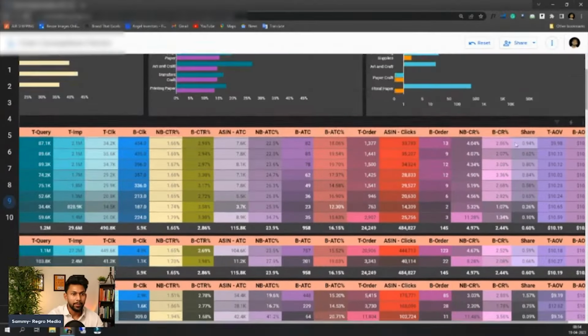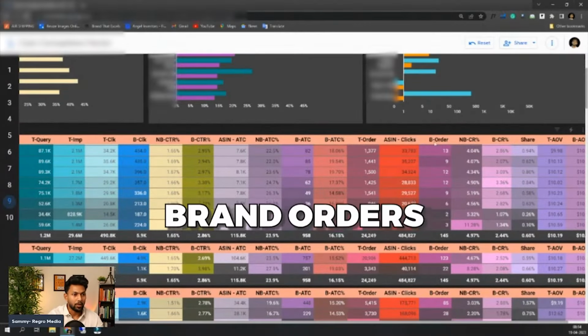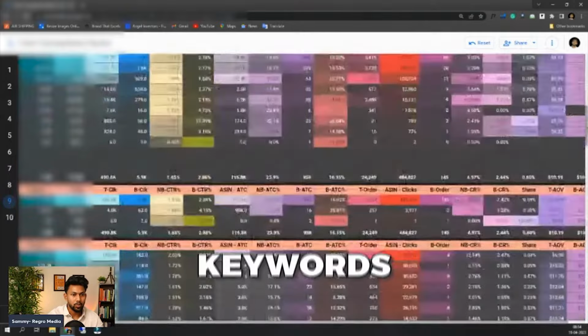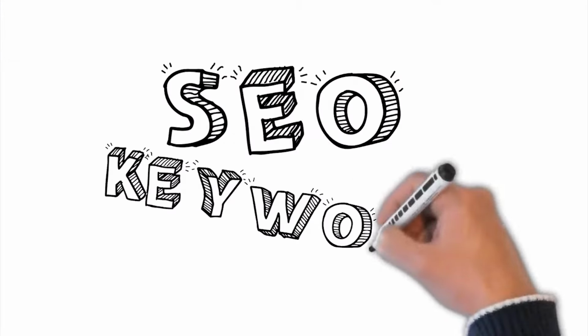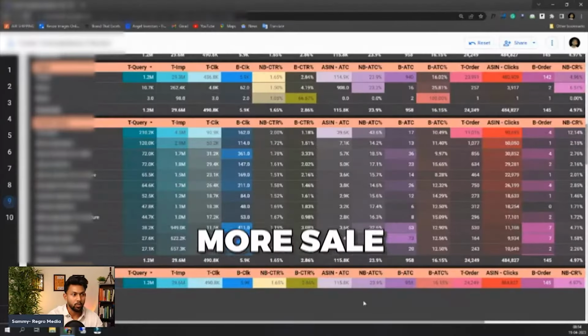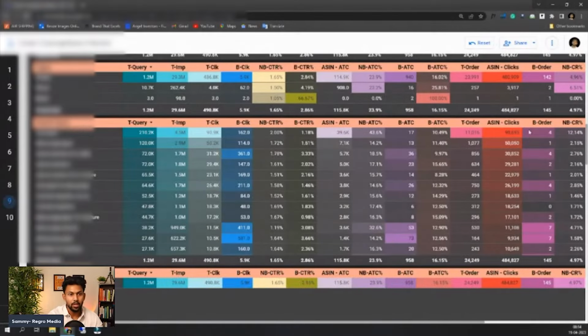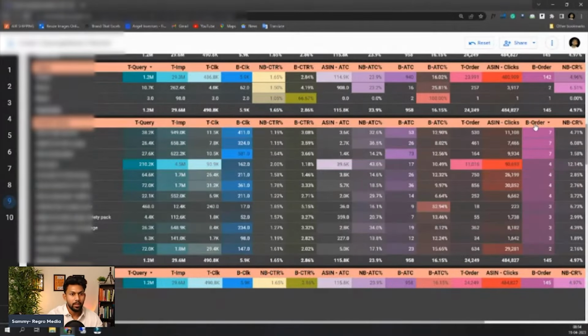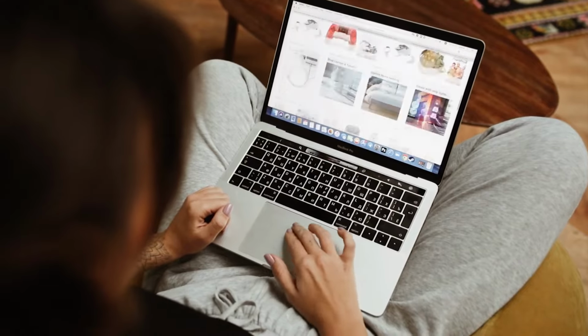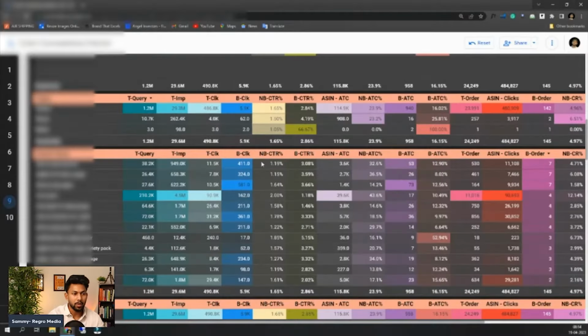Now if I just sort by brand orders, or let's just go to keywords. So we can go at keyword level to identify which keyword is getting the maximum sales for this ASIN. We can sort by brand orders. And here you can see this is probably the keyword in which we are getting maximum sales. And you can see how much we are taking and how much market share we are having right now.